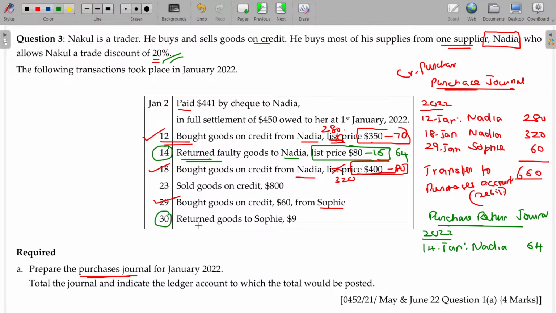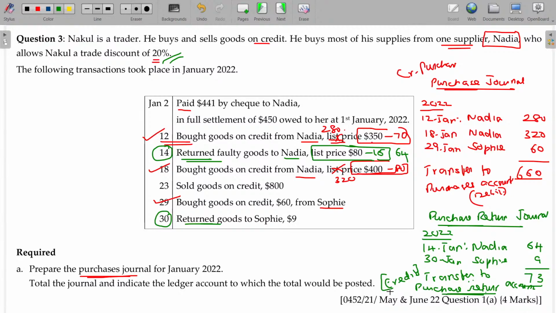And on 30th, there is one more return to Sophia. Of course, Sophia's price is always net of trade discount. Never bother about that. So 30th Jan, return to Sophia, this value being 9. We don't have any other returns, so total being 73. Should be transferred to the purchase return account. Transfer to purchase return account. It should be posted in the credit side. Okay. We have done this one.